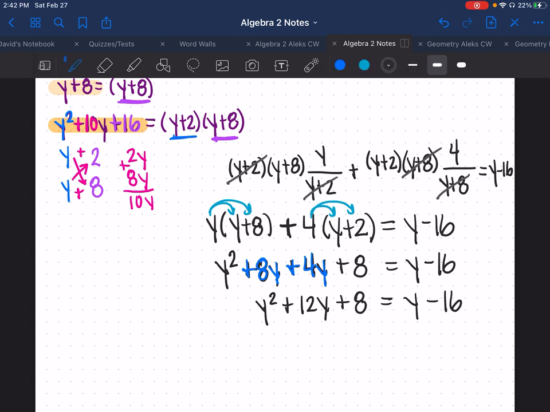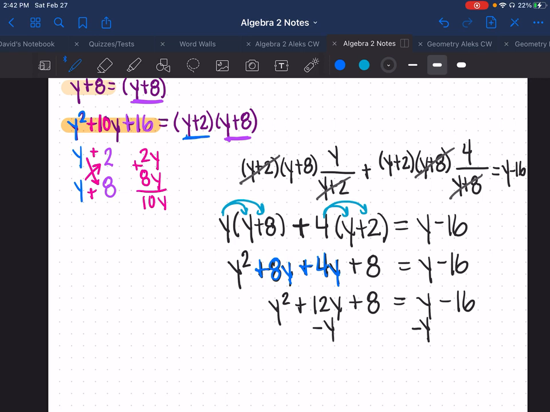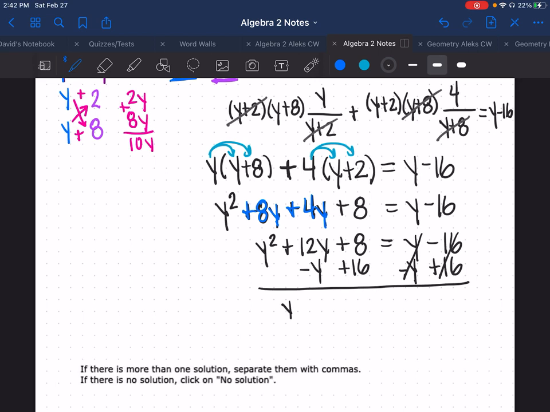I'm going to go ahead and subtract this y from the 12y. And I'm going to add the 16 to the 8 because those are my like terms. I get y squared plus 11y plus 24 equals 0.